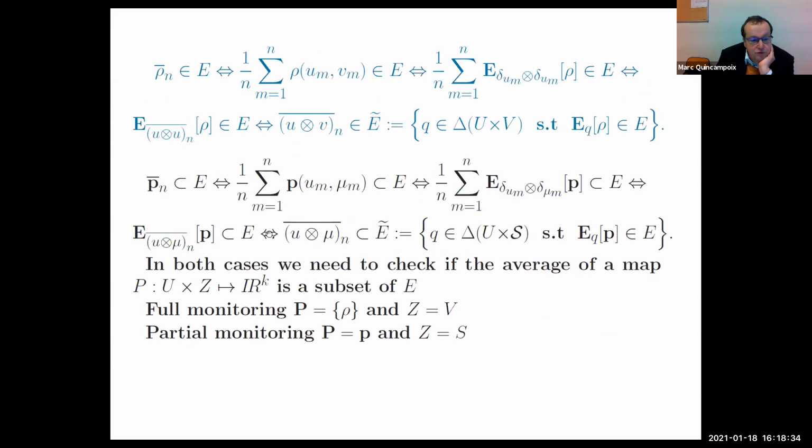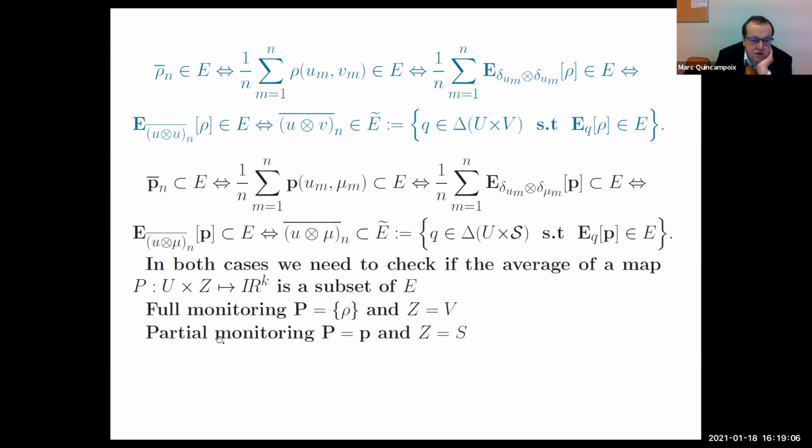Okay, and in both cases, we need to repeat the same consideration. In both cases, we need to check if an average of a map capital P belongs to a subset of E, a neighborhood. For the full monitoring case, capital T is a set-valued map. It is just the singleton rho, and Z is equal to V.